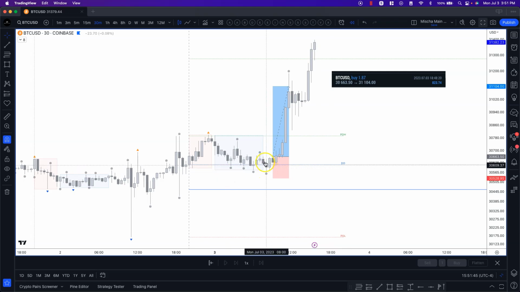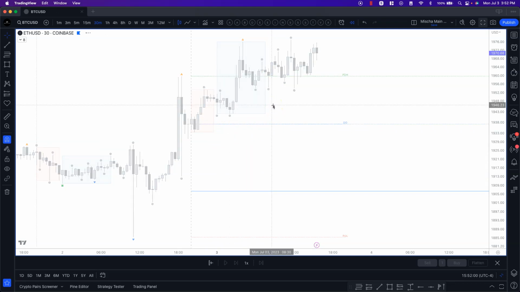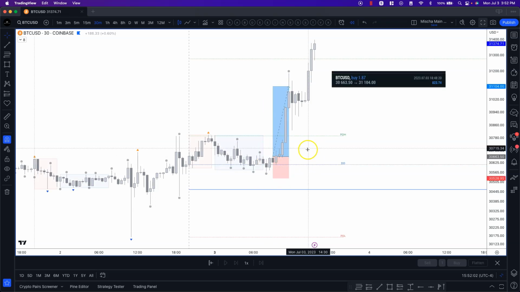Now, another thing at the same time that this was happening on Bitcoin, if I switch over to Ethereum, you guys can see that at the beginning of the New York session at this 8 o'clock time, we were nowhere near making a new low on the day on Ethereum. So that kind of gave me a little bit of confidence to still take the trade, even though the order flow did not look perfect.